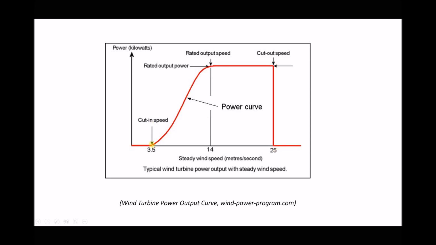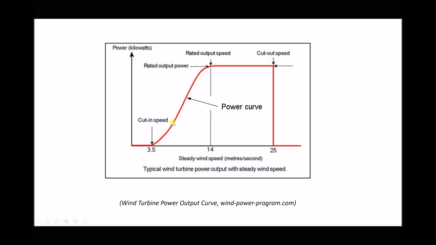At wind speeds below 3.5 meters per second, the wind turbine doesn't engage, meaning the blades will be feathered. They won't be catching any of the wind. But when the wind speeds exceed 3.5 meters per second, we can pitch the blades into the wind and begin catching wind because we're now able to produce some power.